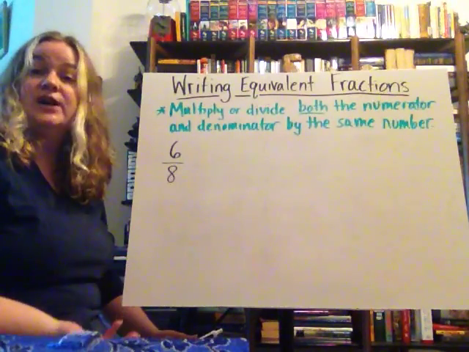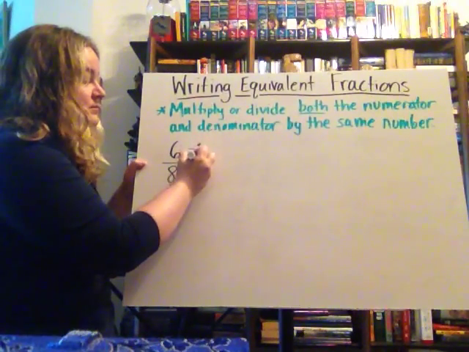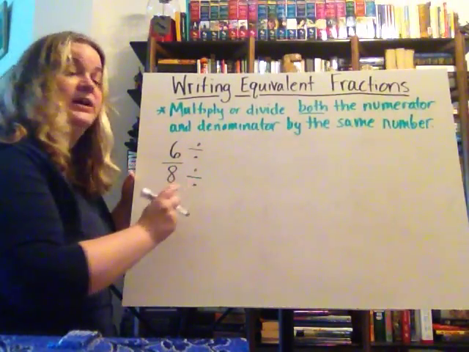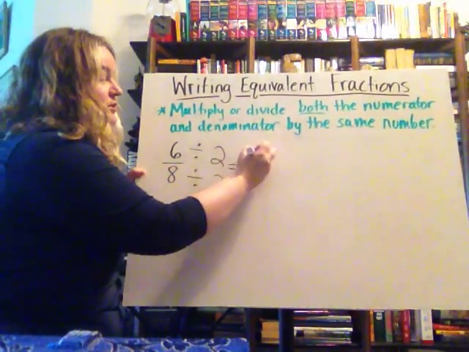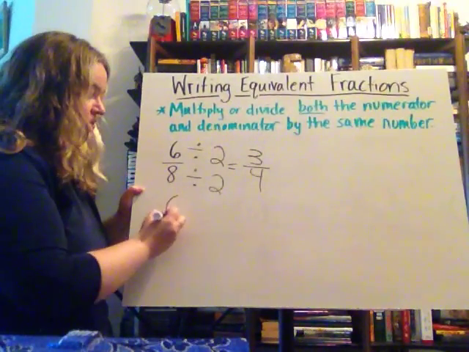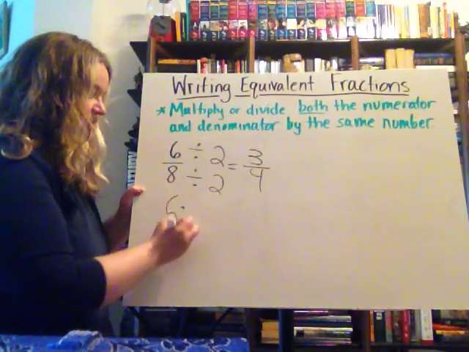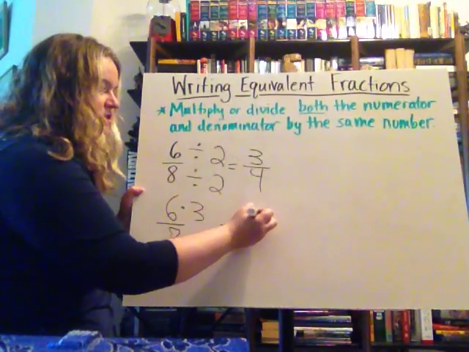So if I take the fraction 6/8, I can divide both of those by a common factor, and the common factor they have is 2. And I end up with 3/4. And 3/4 is equivalent to 6/8. Or I could multiply both of those by the same number and get an equivalent fraction that way.